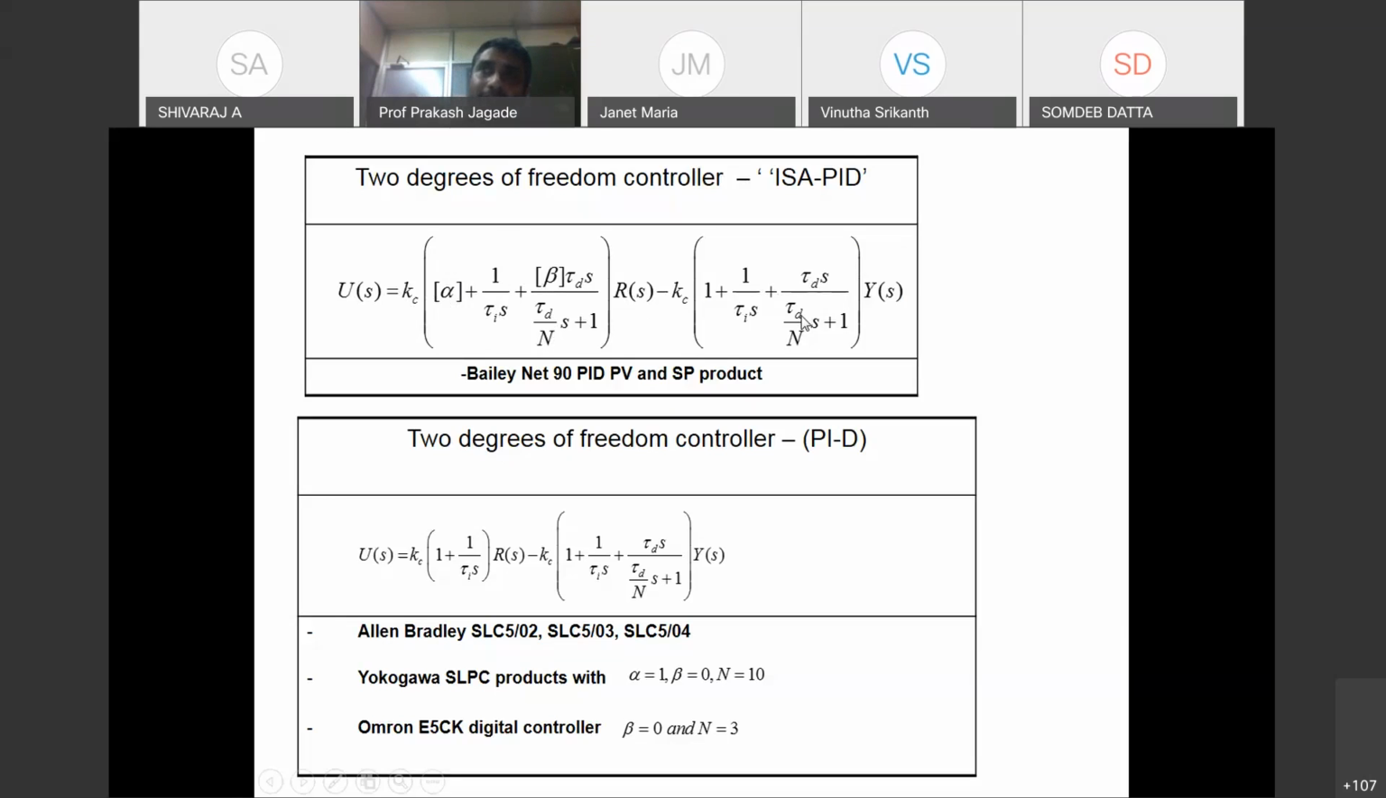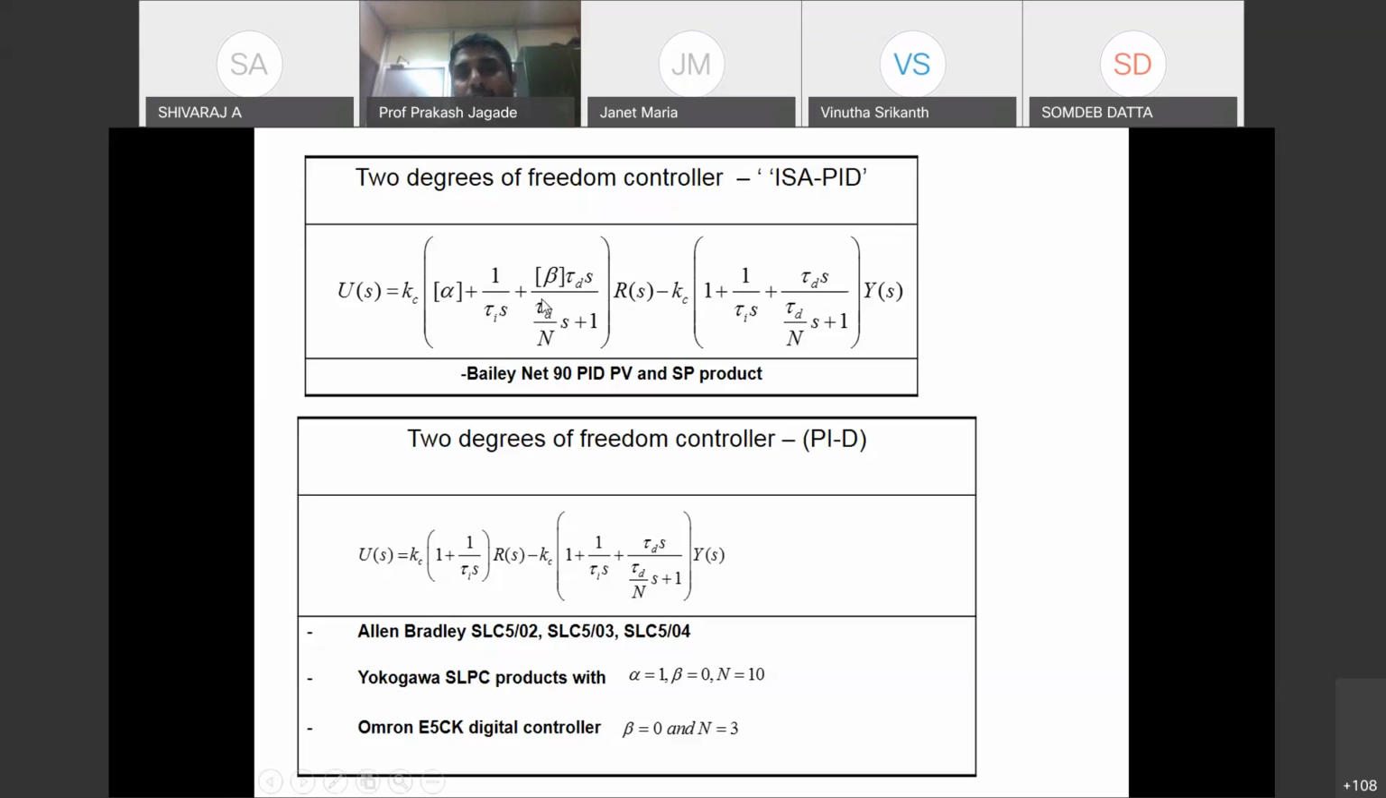In order to get satisfactory regulatory performance or disturbance rejection performance, you have to properly select the values of Kc, tau I, tau D, and N. By properly selecting these values, you can get satisfactory regulatory performance. And the same values you will use here, Kc, tau I, tau D. But when you give a set point change, you may not get satisfactory servo performance. So to improve the servo performance, what you have to do is properly select the value.